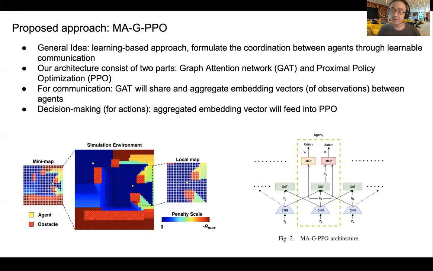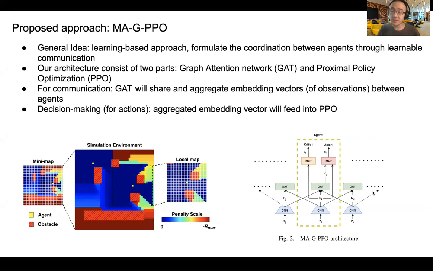Our proposed approach is the MEG-PPO approach. The general idea is that we use a learning-based approach, and we formulate the coordination between agents through learnable communication. Our architecture consists of two parts. One is a graph attention network (GAT). The other part is proximal policy optimization (PPO).